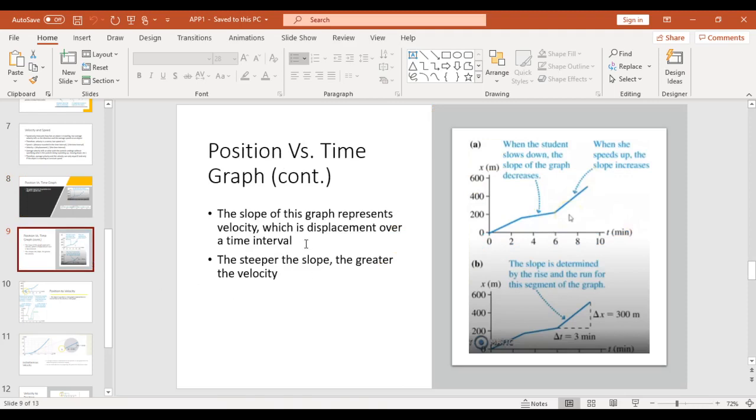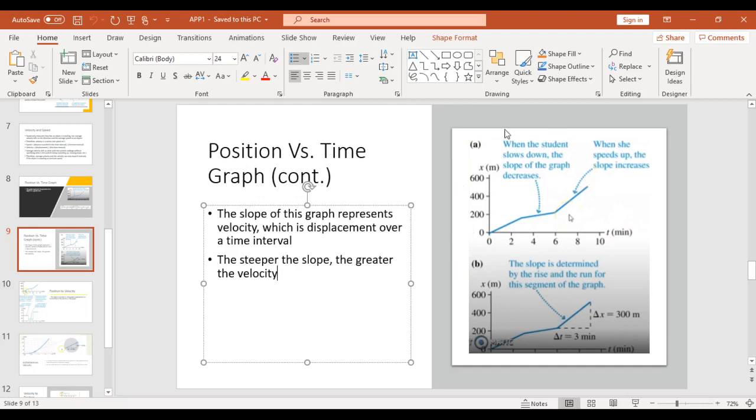So what we need to know is that the slope of the graph represents velocity, right? And from our formula, velocity is displacement over time, right? So if that's displacement over time, then it's x final minus x initial over t final minus t initial, right? That's basically slope. So from that, we can understand that the slope of the graph is the determinant of the velocity. It determines the direction and it tells us how fast it's going, right? So the steeper the slope, the greater the velocity. That's pretty much basically it.